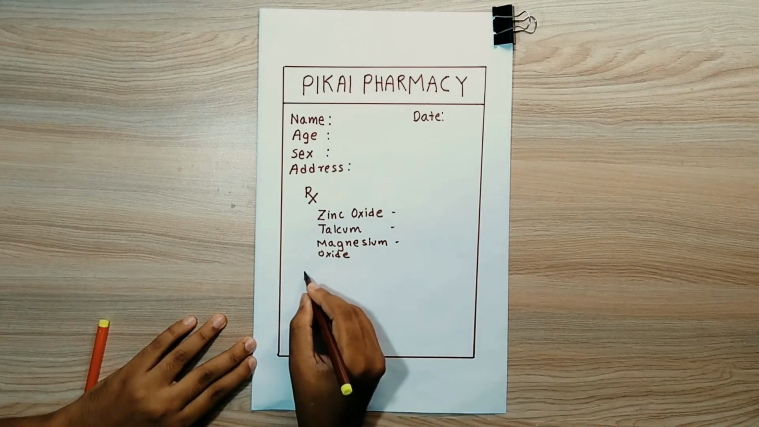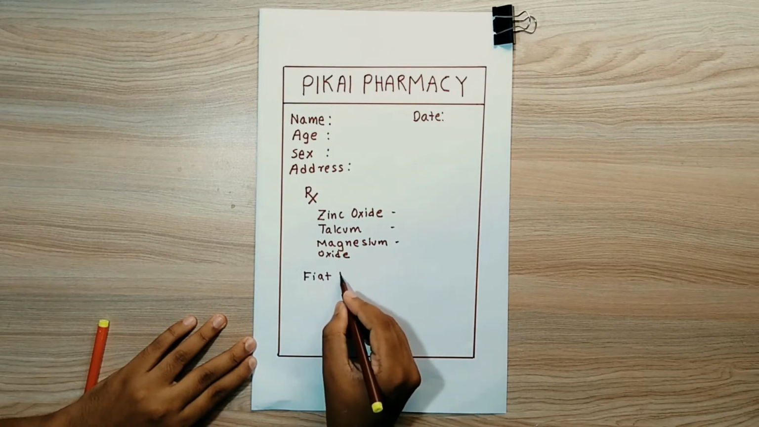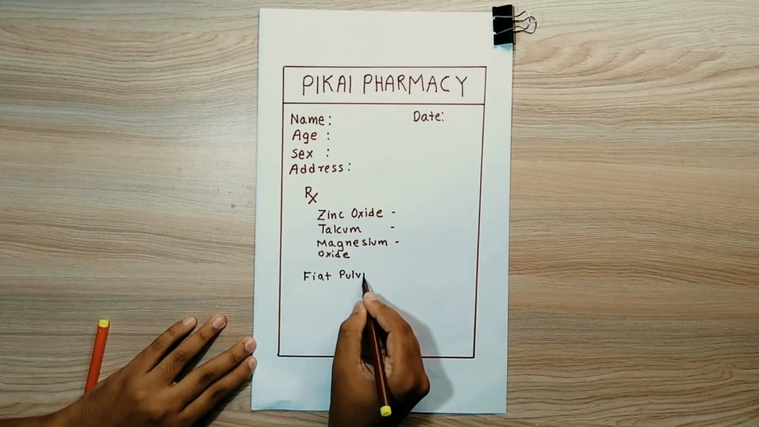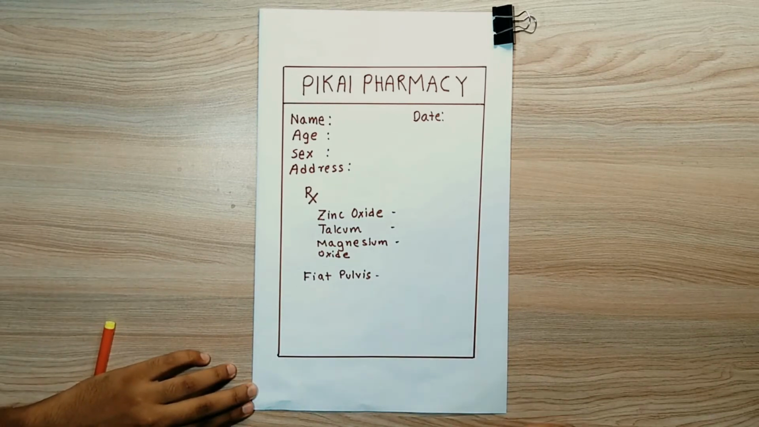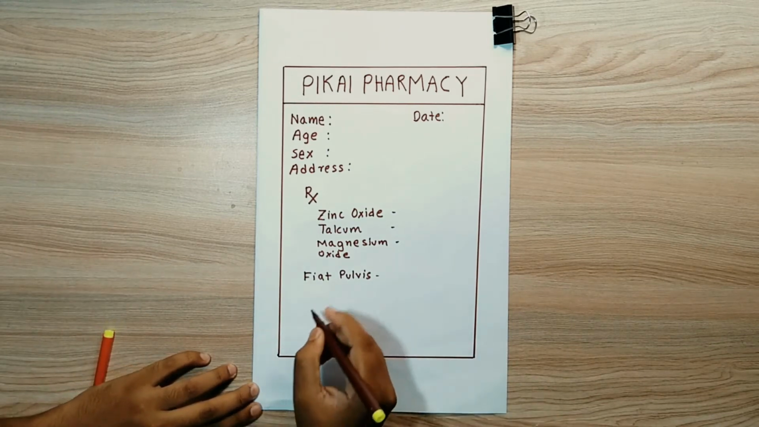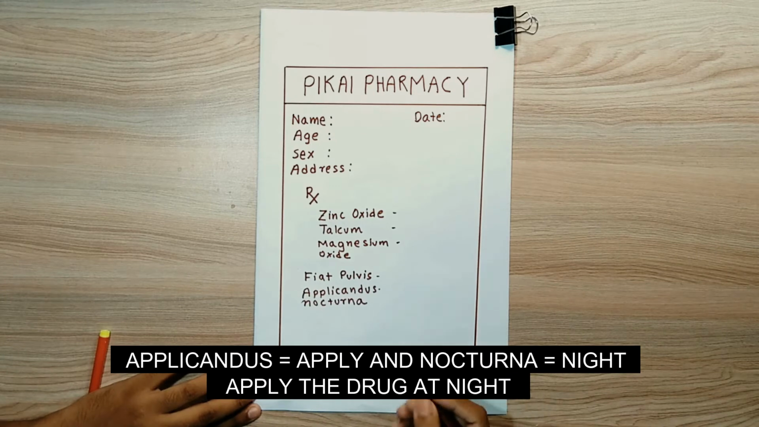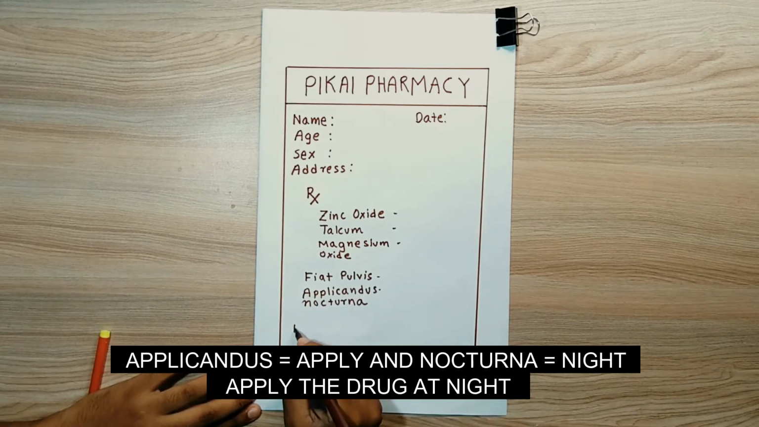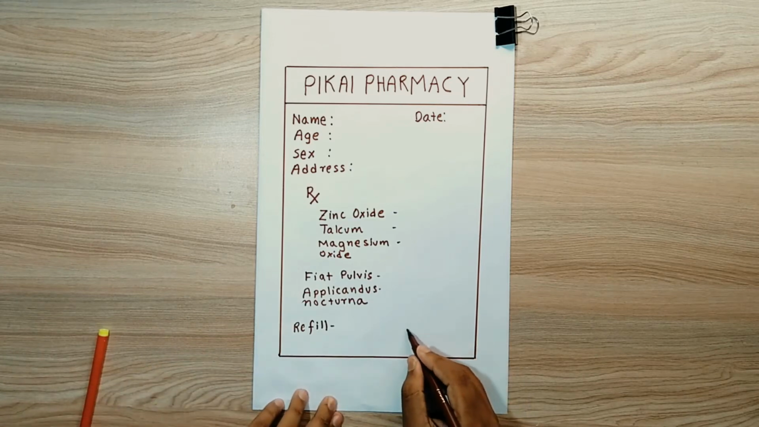So now comes the fiat pulvis. This fiat pulvis means make the powder. It is a direction to the pharmacist from the physician. Then comes the applicandus nocturna, which is the direction to the patient to take the powder at night. Now comes the refill and then the signature of the doctor.